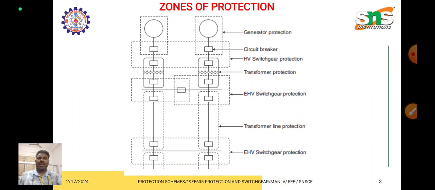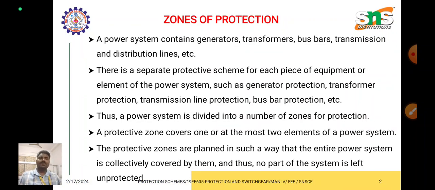So, zones of protection. A power system contains generators, transformers, bus bars, transmission lines, distribution lines, etc. Here there is a separate protection scheme for each piece of equipment in a power system, such as generator protection for a generator, transformer protection for a transformer, and bus bar protection for a bus bar. Thus the power system is divided into n number of zones for better protection of the whole power system.